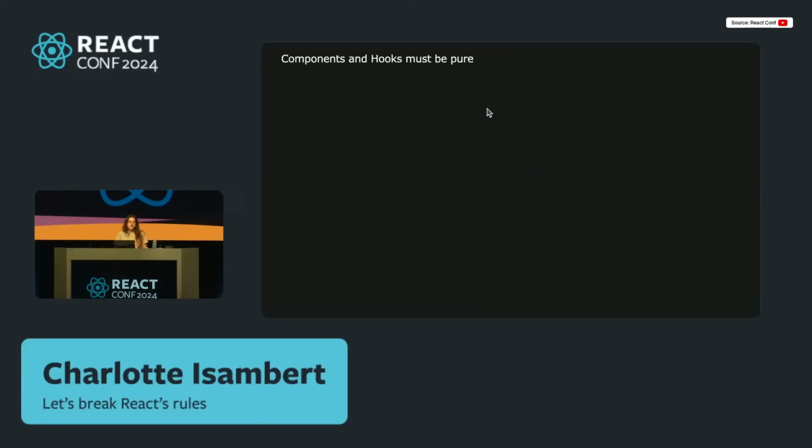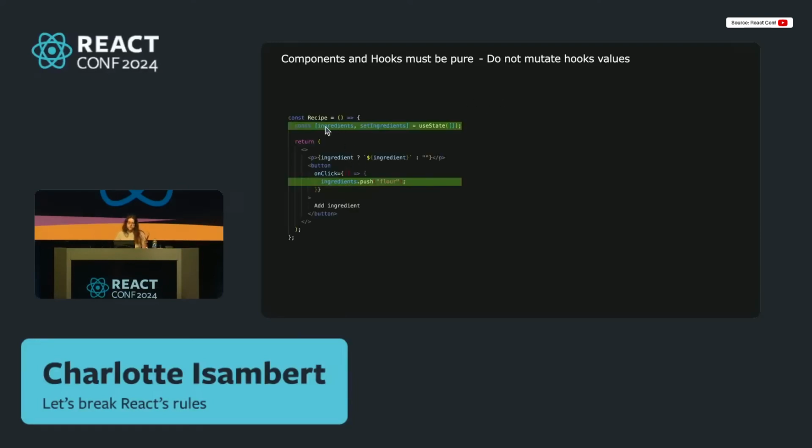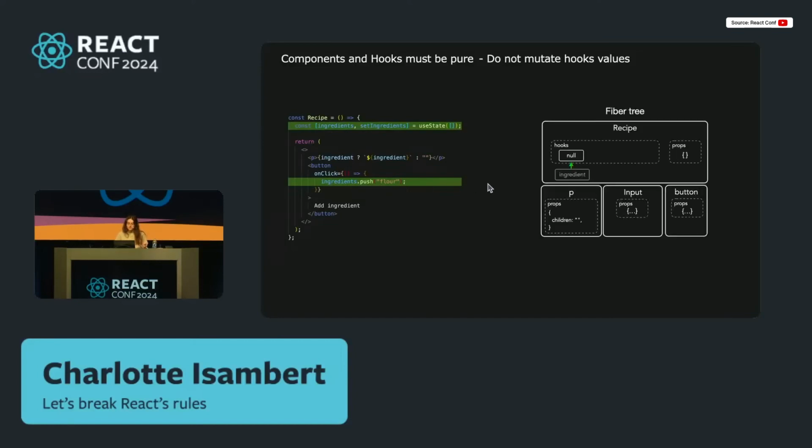First, components and hooks must be pure. One simple way of making a component not pure is to mutate a hook value it uses. So this ingredient array, if we push a new element to it, we mutate it, what happens then? Well, we do update this value, but that's pretty much all we're doing. We won't see our new value on the screen.